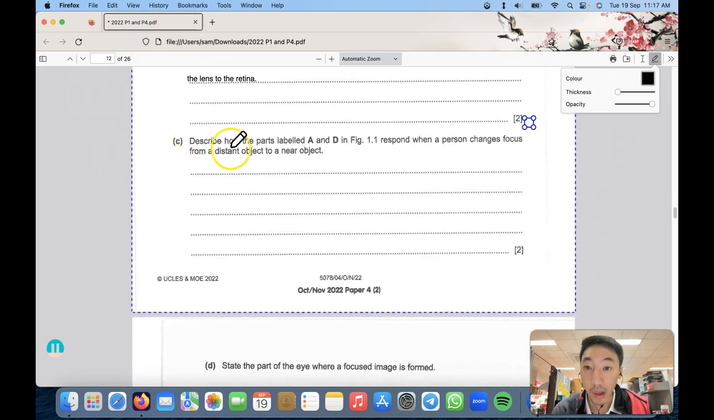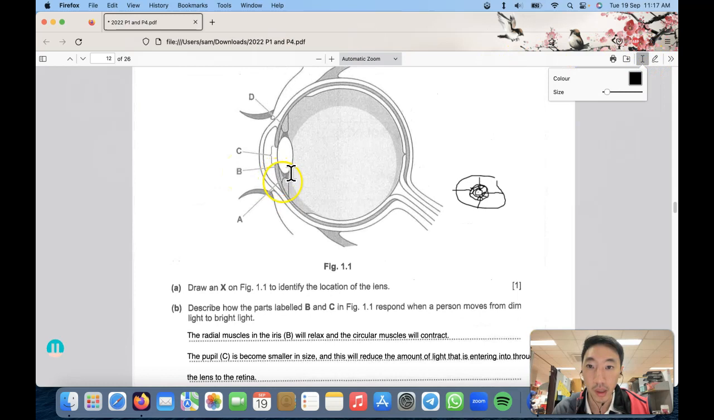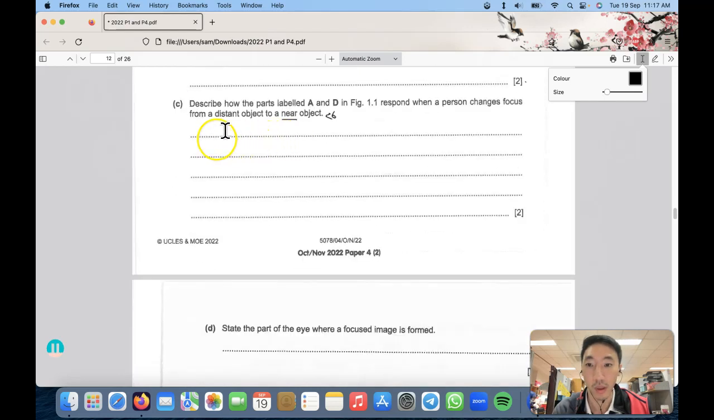Describe how the parts labeled A and D in figure 1.1 respond when a person changes focus from a distant to a near object. A near object is less than 6 meters, something like a watch. So what is changing? A and D. A is our suspensory ligament. D is the ciliary body, which contains ciliary muscles.